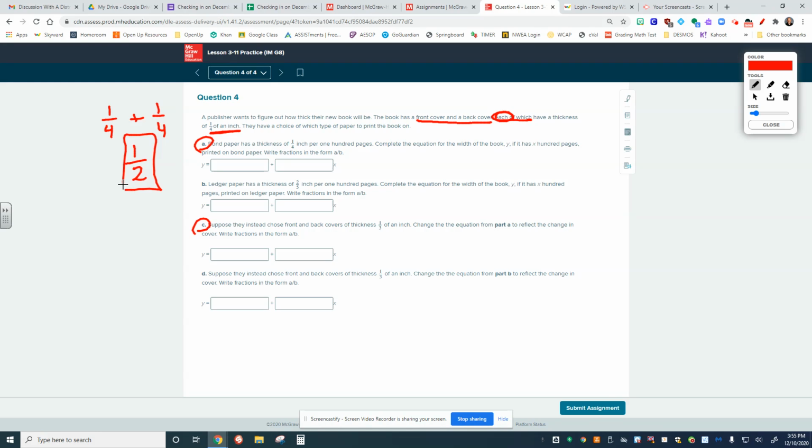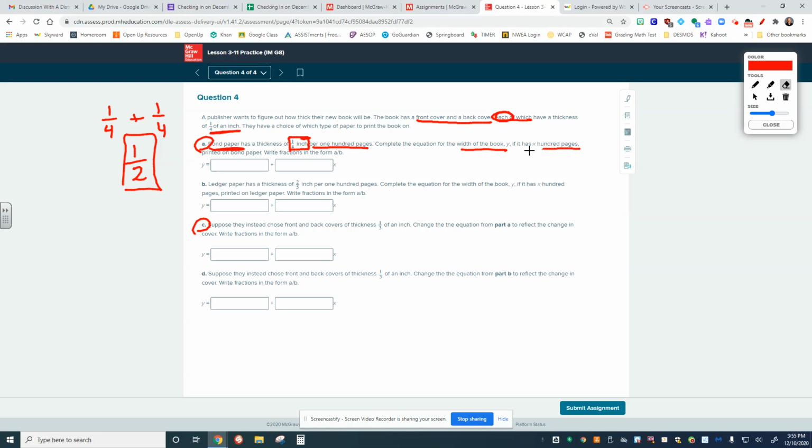If we want to have that value added in with the other piece, talking about bond paper, we get 1/4 of an inch thick for every 100 pages that we use. Complete the equation for the width of the book, y, if it has x hundred pages. The cool thing about x hundred pages is we know that it is 1/4 inch per 100. So right here, this is 1/4 per 100 pages.